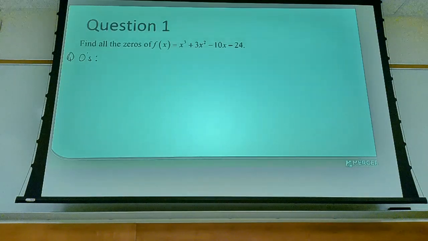What is the leading coefficient? 1. Oh, that's really nice. It only has one factor itself. In that case, since the leading coefficient is 1, your possible rational zeros are just all the factors of 24.